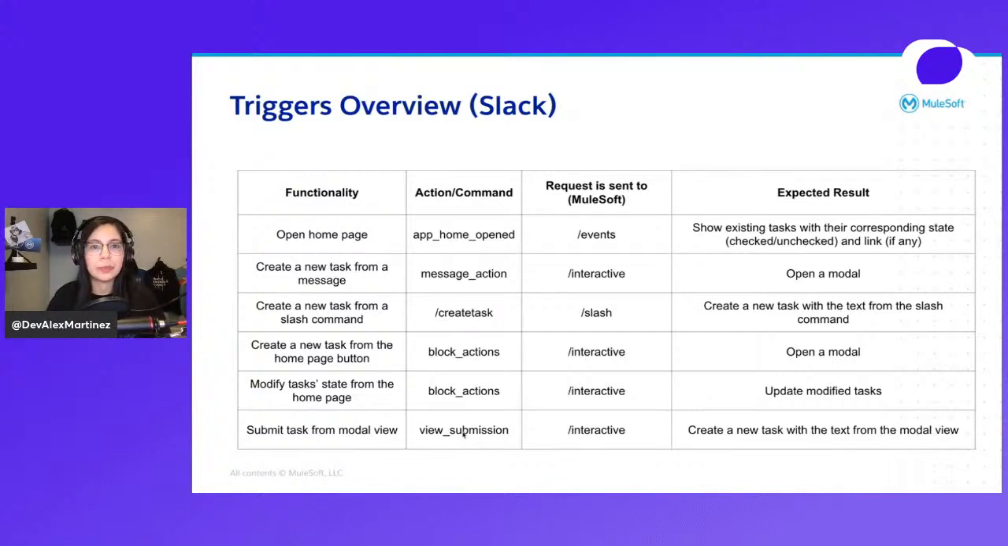We just have to do like an if. And then the request is sent to MuleSoft, again, in different parts. Most of them are sending to interactive. This is just how Slack works. I did create these paths, but the same path is being sent to these four, and then this is other, and this is other. So I created different flows, and these are the expected results.